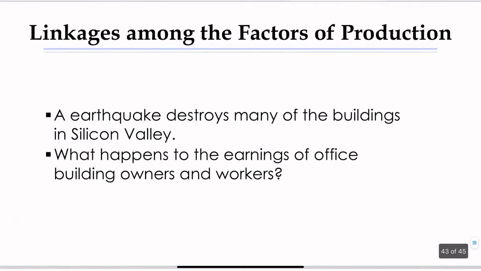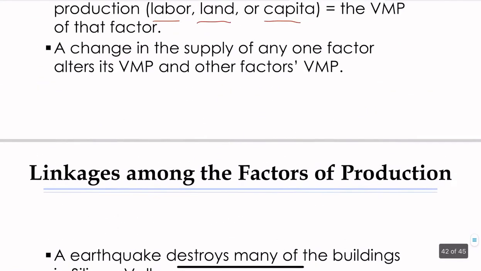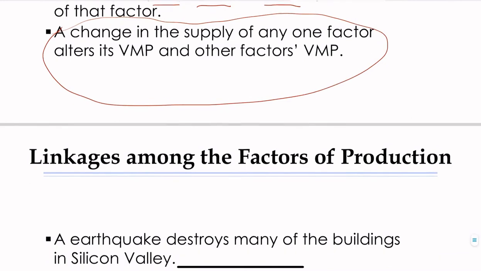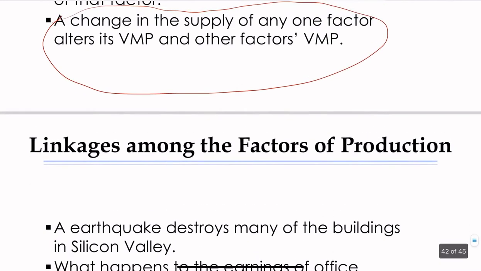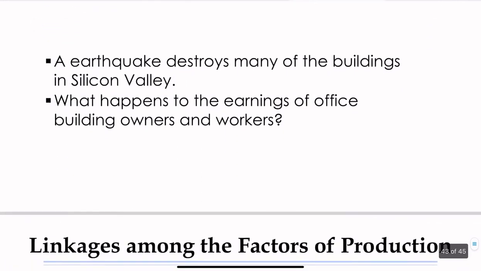Okay, let's see this example here. This example essentially wants to elaborate this statement. That is, the value of marginal product between different inputs are actually connected. So let's say an earthquake destroys many of the office buildings in Silicon Valley.